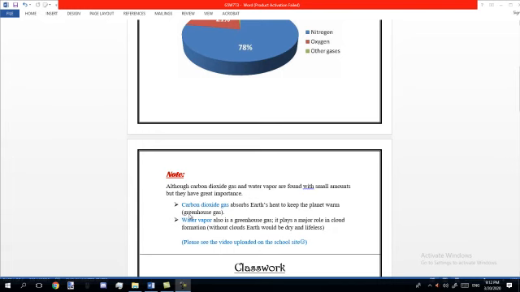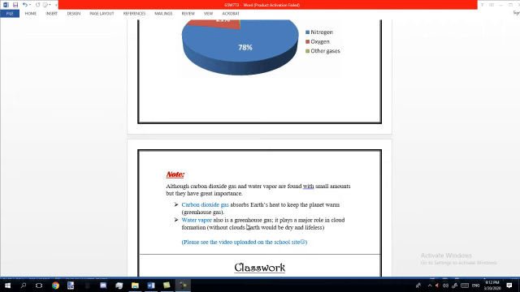Carbon dioxide gas is called a greenhouse gas. What is the meaning of greenhouse gas? A greenhouse gas is any gas that traps the heat, meaning it doesn't let the heat go back again to space. It keeps the heat on Earth. That's the way the greenhouse gas works. So carbon dioxide gas is a greenhouse gas, meaning it keeps the heat on Earth to make us feel warm. So carbon dioxide gas absorbs Earth's heat to keep the planet warm.